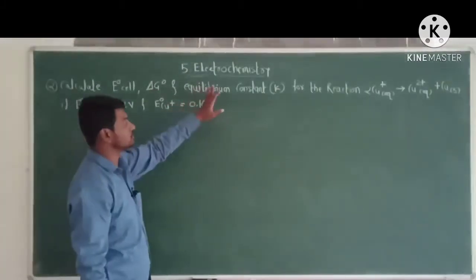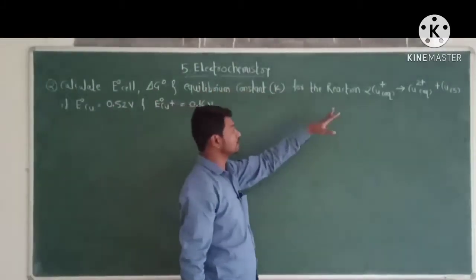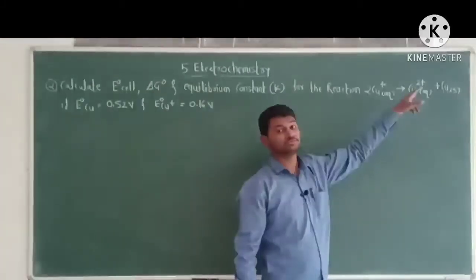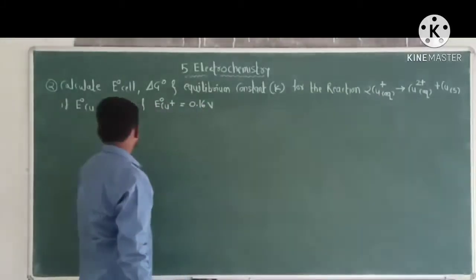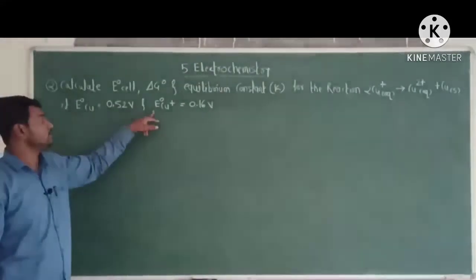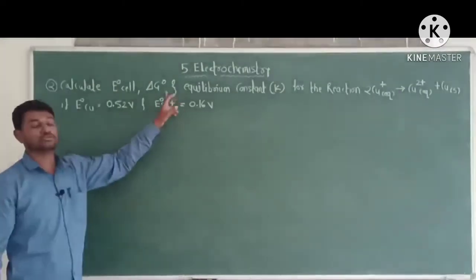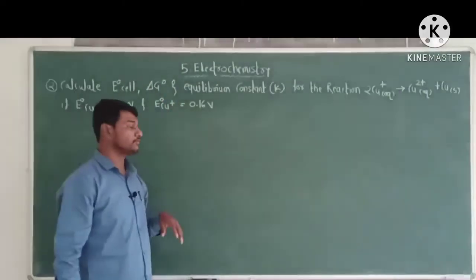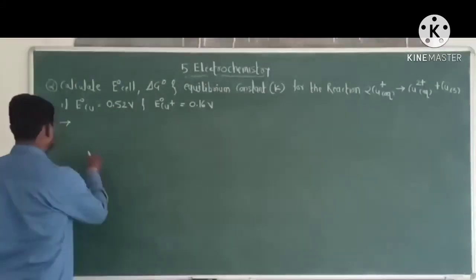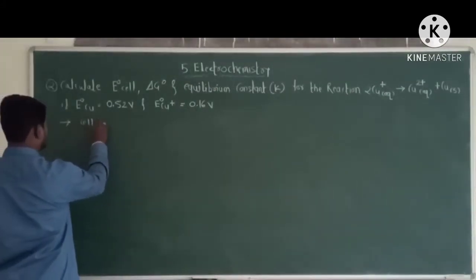Calculate E0 cell, delta G0 and equilibrium constant K for the reaction 2Cu+ aqueous gives Cu2+ aqueous plus Cu solid, if E0 Cu is equal to 0.52 volt and E0 Cu+ is equal to 0.16 volt. Okay. Now first of all, write down the cell reaction.